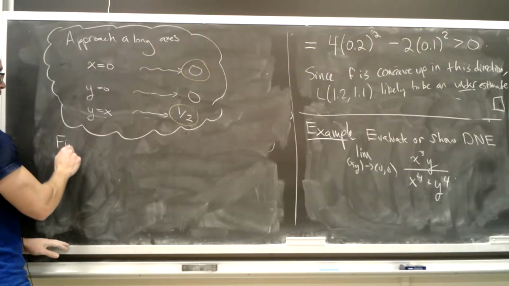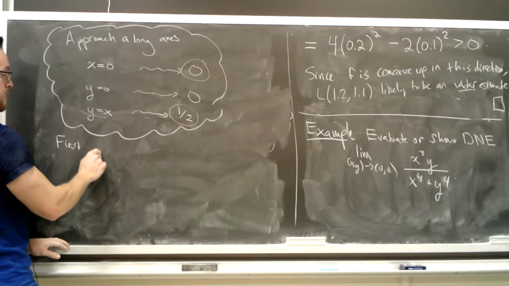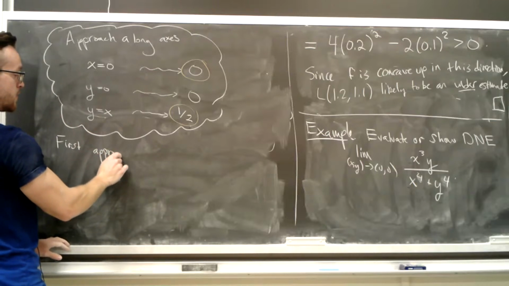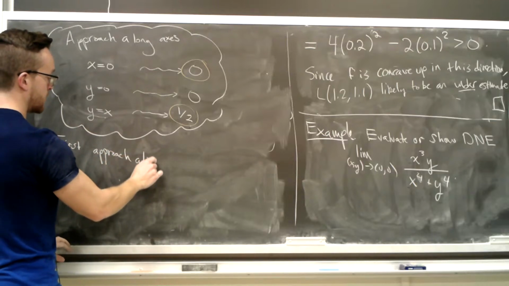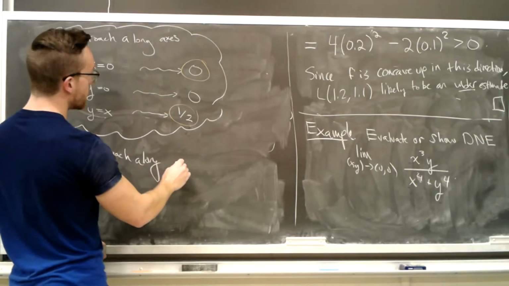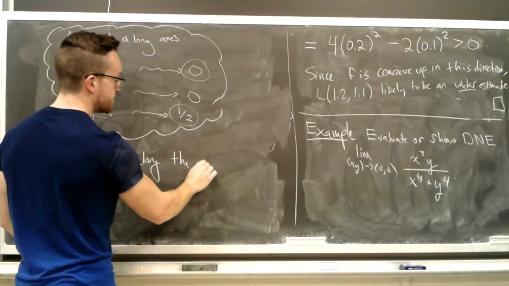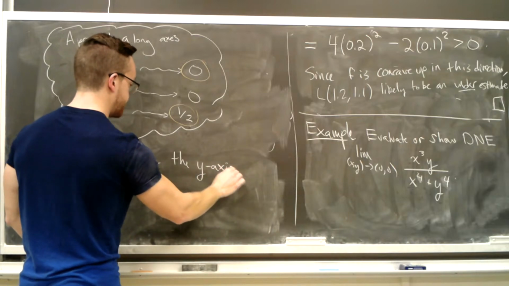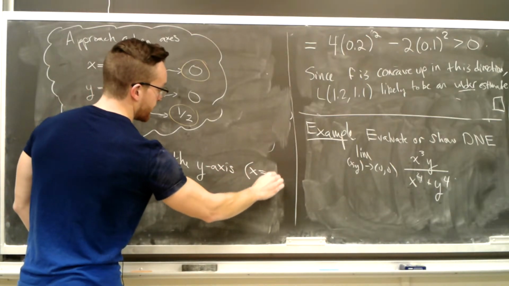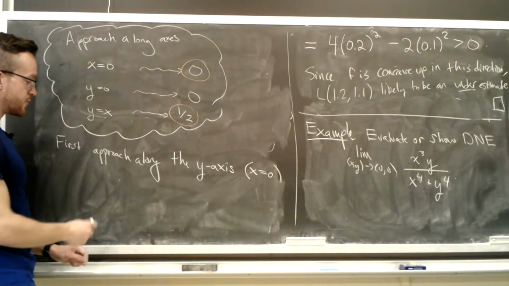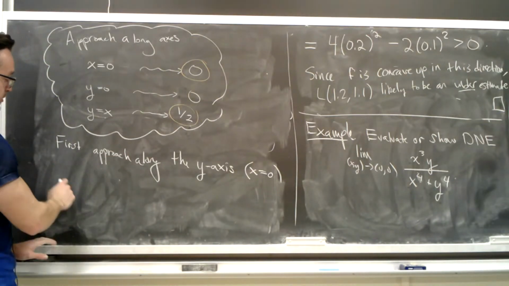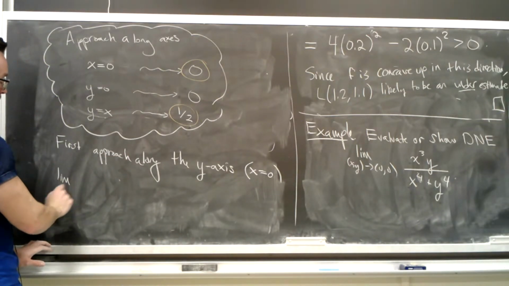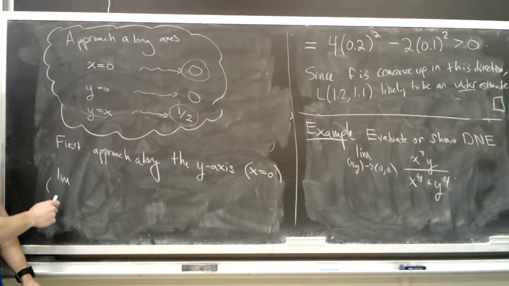So first I'll approach along the y-axis, for example, which is given by the equation x equals 0. Mathematically, how do I do that? I just take the limit and I assume that x equals 0.